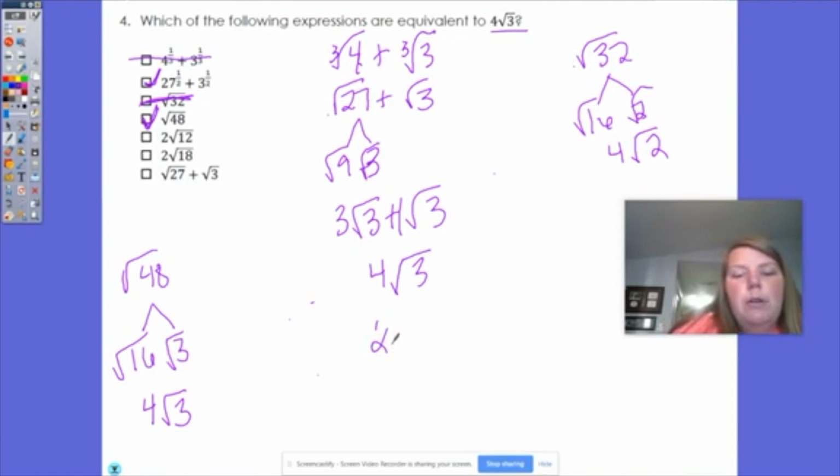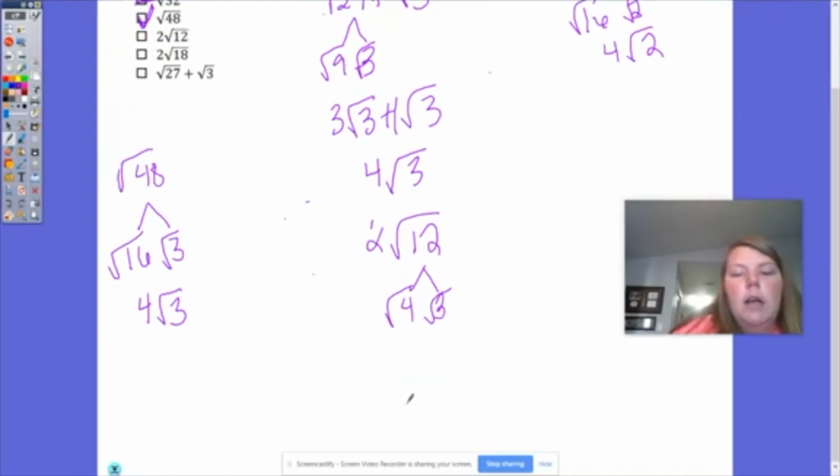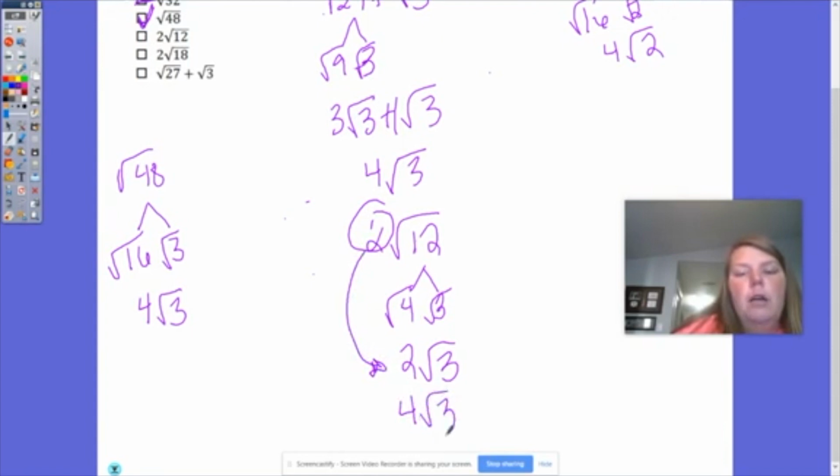2 times the square root of 12. 12 can be simplified into 4 and 3. So then here I have 2 times the square root of 3, which isn't the same, but remember I still need to multiply it by that 2 to give me 4 times the square root of 3. So that actually does end up being the exact same.